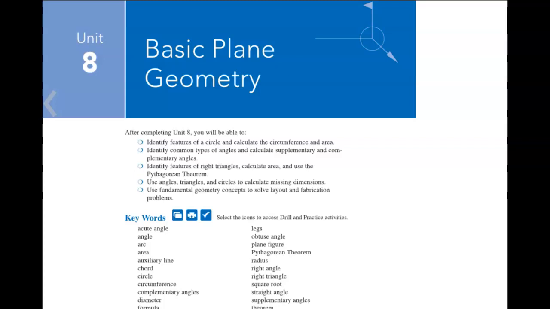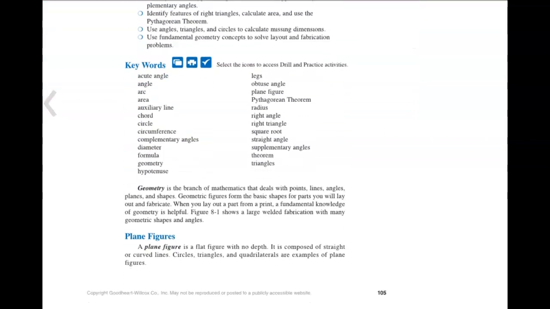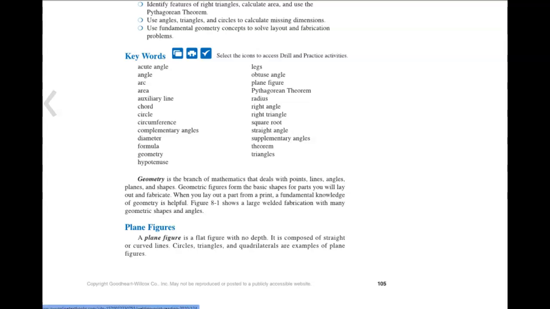Unit 8, Basic Plane Geometry. Geometry is a branch of mathematics that deals with points, lines, angles, planes, and shapes. Geometric figures form the basic shapes for parts you lay out and fabricate. When you lay out a part from a print, a fundamental knowledge of geometry is helpful. Figure 8.1 shows a large welded fabrication with many geometric shapes and angles.